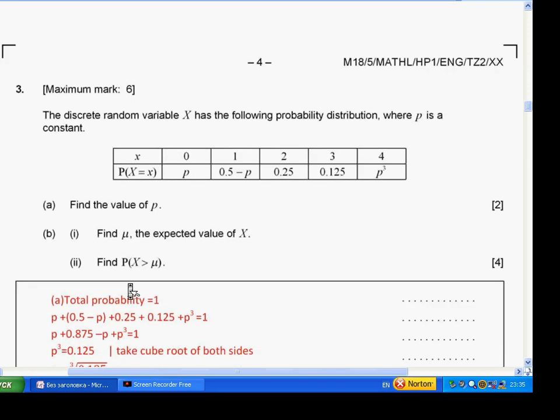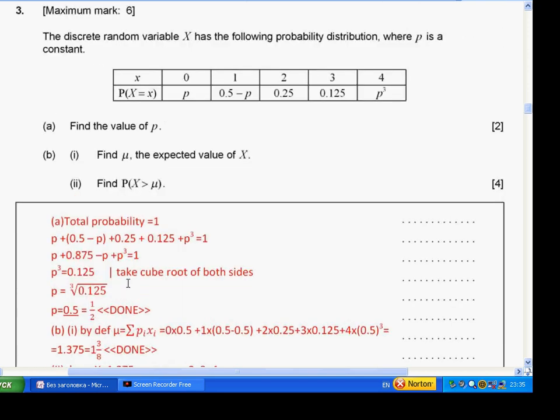Question is done. Question 3 is about probability. We have x that can have 5 values, 0, 1, 2, 3, and 4. Probabilities are different. Part a, we should find the value of p. We know that total probability equals 1. So we add up all probabilities, and here p and minus p are simplified, crossed out. We get p cubed equals 0.125. We use a calculator, we get p equals 0.5.